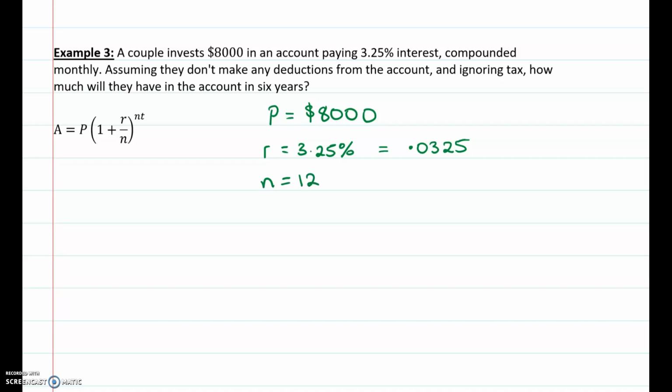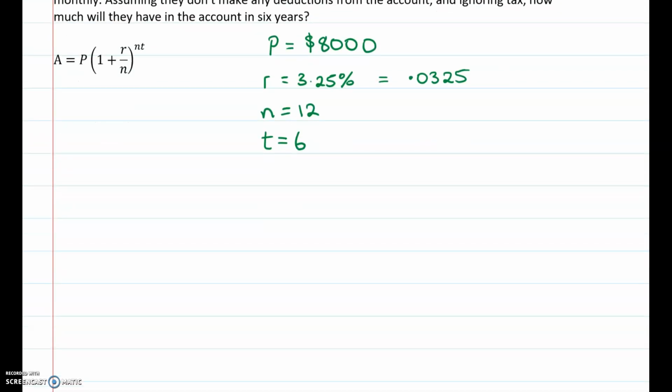And then the last part of this is how much money will they have in the account in 6 years. Okay, so T is going to be measured in time, and it's going to be 6. Okay, so T is the number of years, length of time in years. N is the number of times it's compounded each year. R is the interest rate. P is the principal.